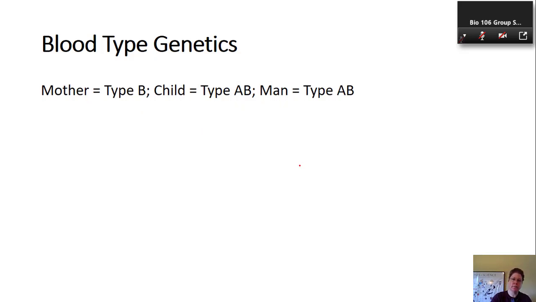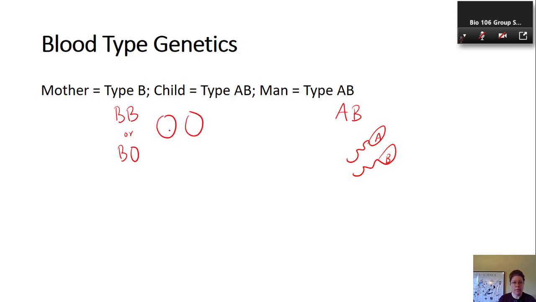Let's try another one. All right, so here we have mom. Mom is a type B, so she is either big B, or big B, O. Here's dad. He is type AB. Well, he's AB, period. All right, here's his sperm. Half of them are A, half of them are B. All right, so for her, we have a child who is a B. All right, so if she's big B, she's got all eggs that are B.